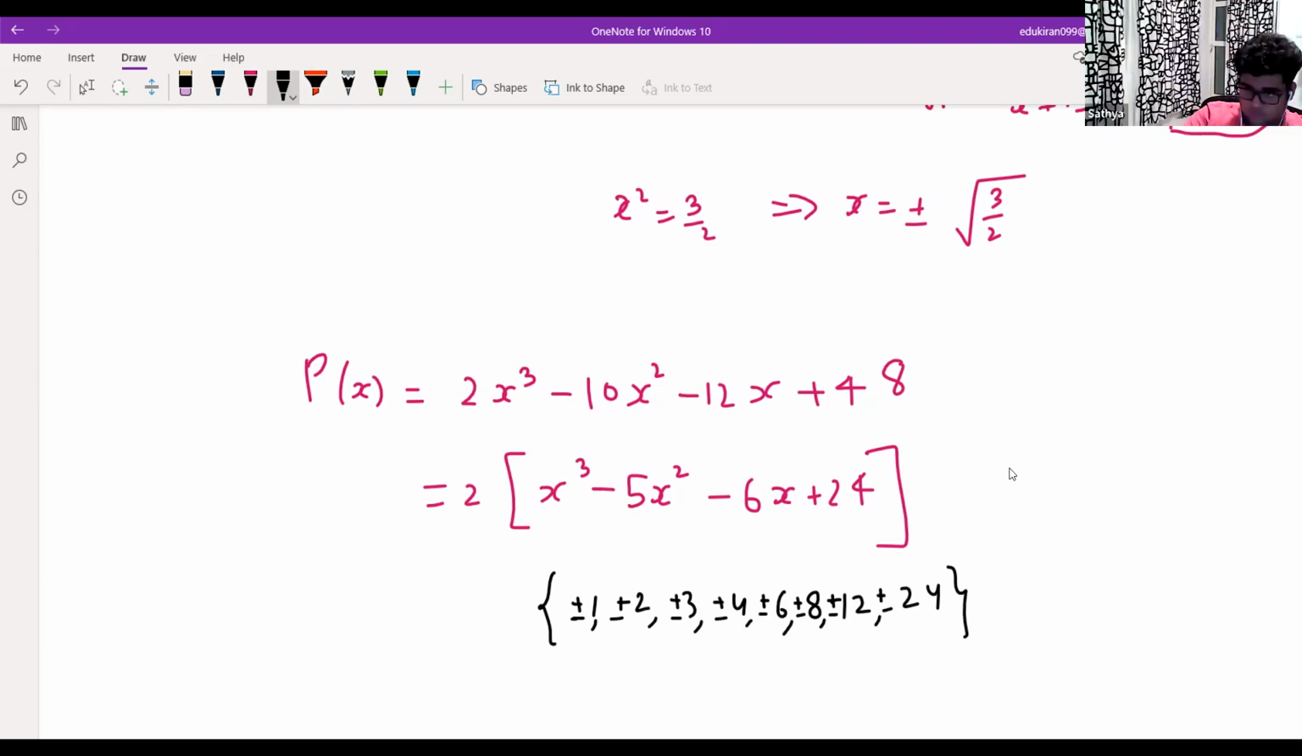So should I do only with x cube or should I also multiply it with 2? No, only x cube. Now you have this one now.